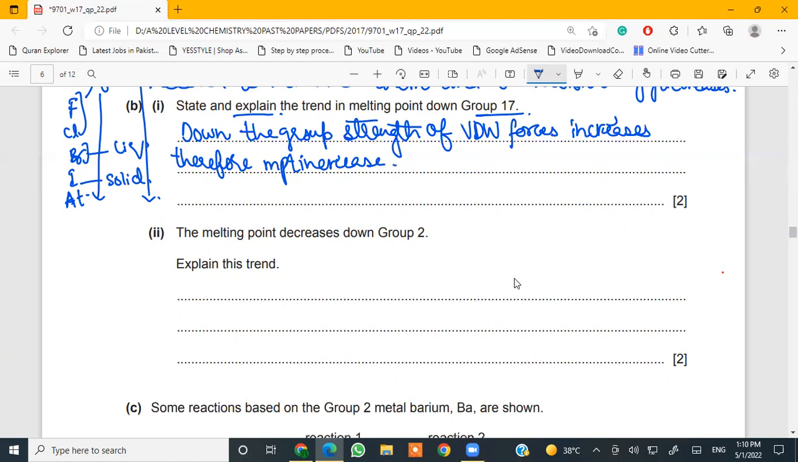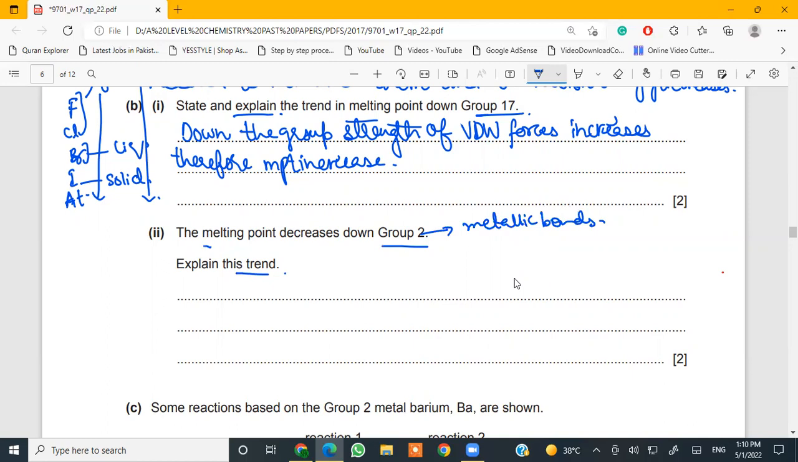The melting point decreases down group 2; explain the strength. Why? What's the reason behind this? Why does the melting point in group 2 decrease down the group? First of all, you need to identify what the melting point of group 2 would be dependent on. Since they are metals, metallic bonding would be responsible for the melting point, right? So down the group, again, atomic radius is increasing. If the radius is increasing, then the bond length is increasing, and if the bond length is increasing, then the atoms are less tightly attracted to each other, correct? And so lesser energy would be needed to remove them.